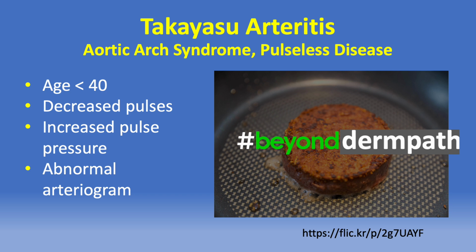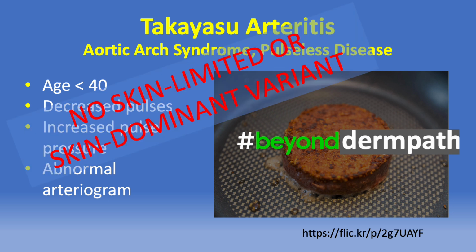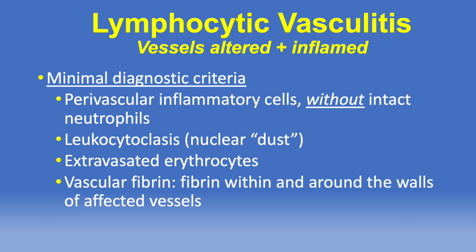Takayasu arteritis is the other bona fide Chapel Hill large vessel vasculitis, and the diagnostic criteria are essentially beyond dermpath, with no recognized aspects of its clinical pathologic spectrum primarily involving the skin. The concept of lymphocytic vasculitis is lesser known, but minimal diagnostic criteria include the usual histopathologic features of LCV, but without intact neutrophils.